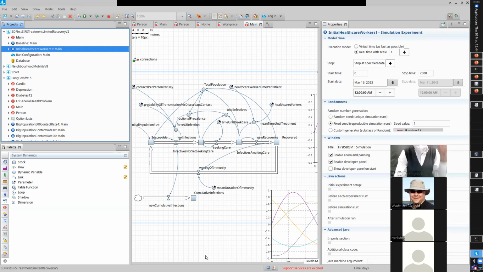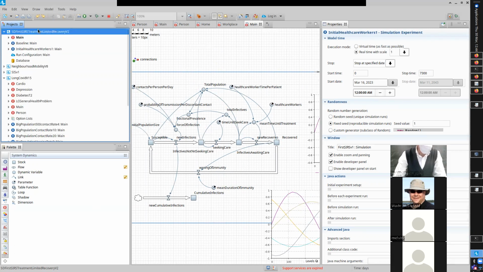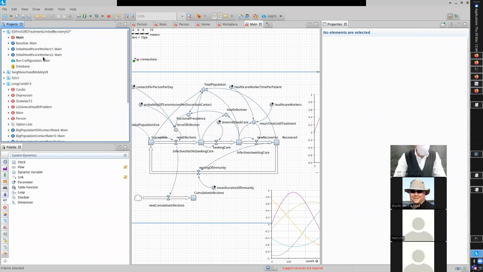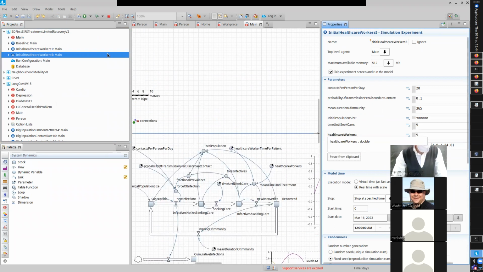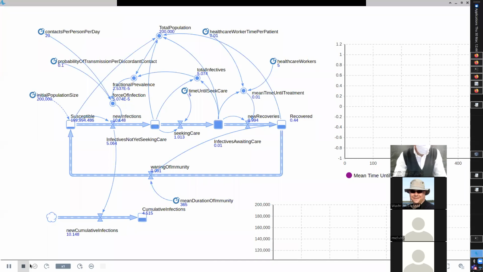Okay. Let's suppose that we had put those healthcare workers in place from the start. So we said initial healthcare workers 1, and we changed it dynamically, while it was running here. Let's go and set initial healthcare workers to be equal to 5 here. Okay, and we're going to have 5 of them from the start, from the get-go. Here we go. And we're going to run it here.